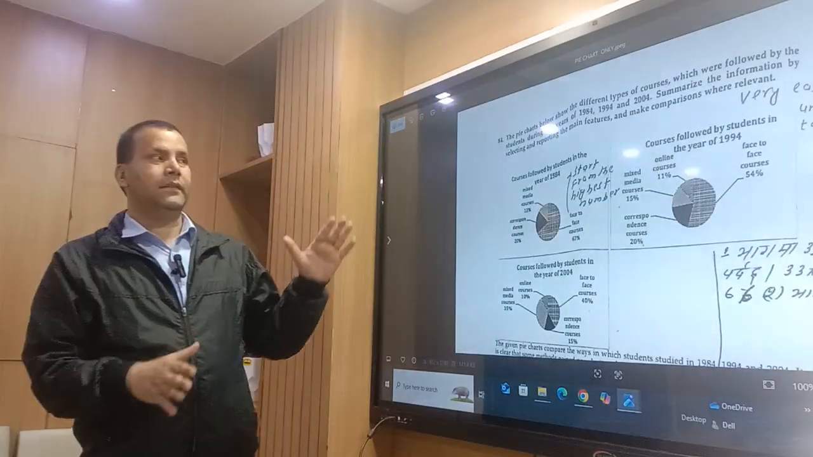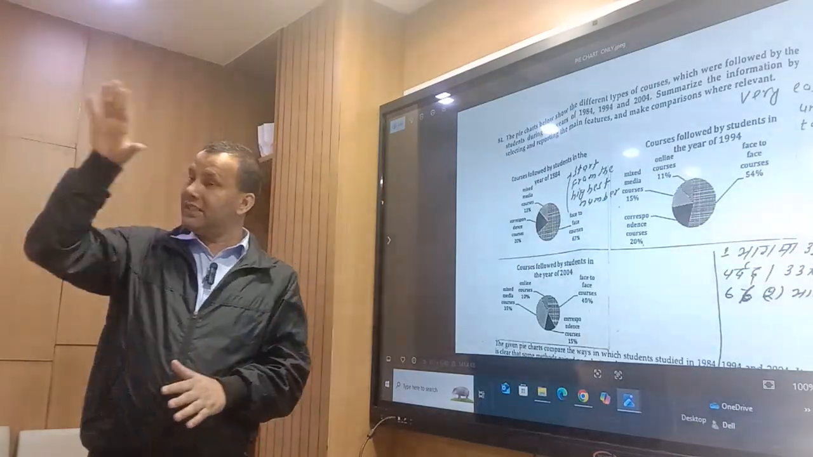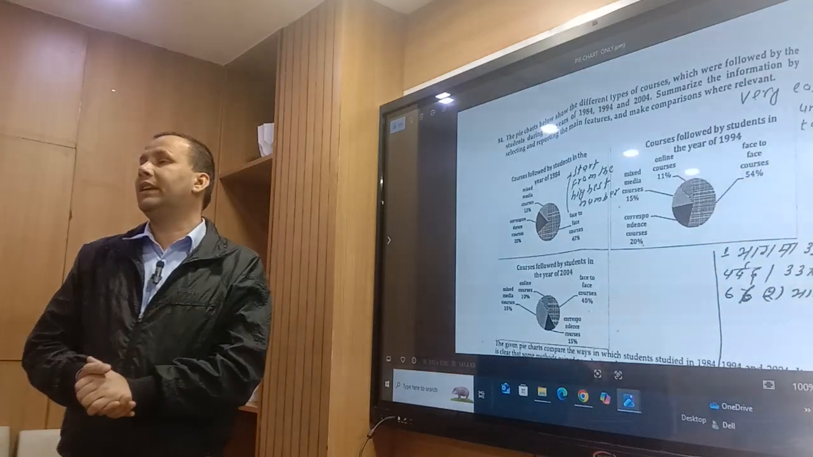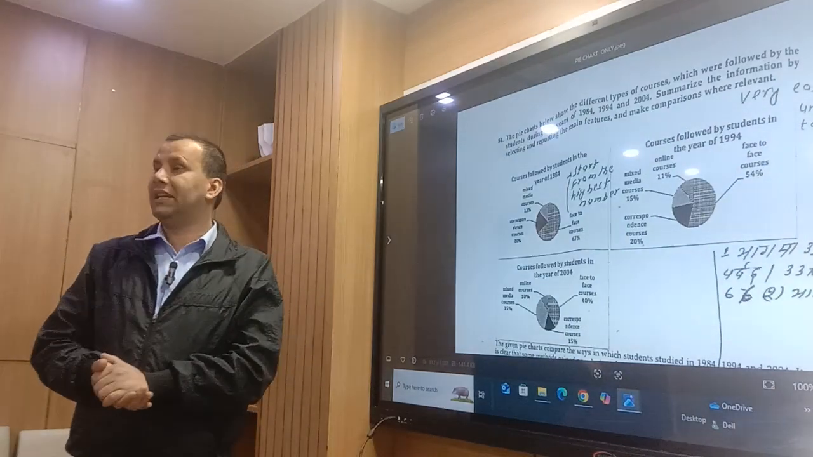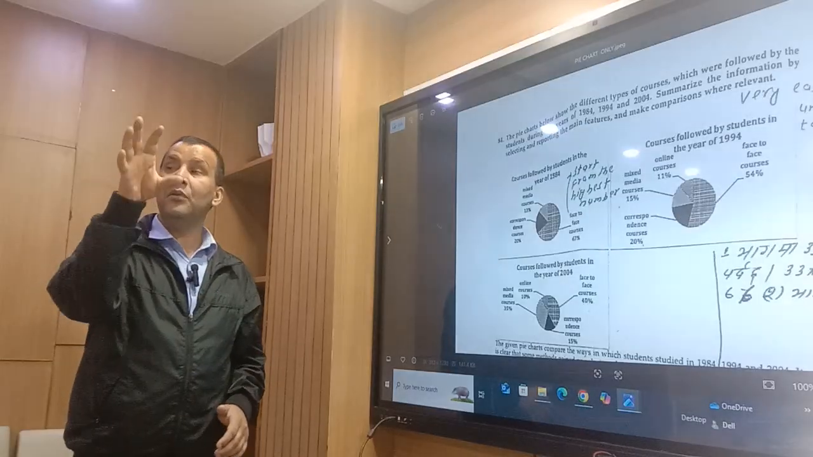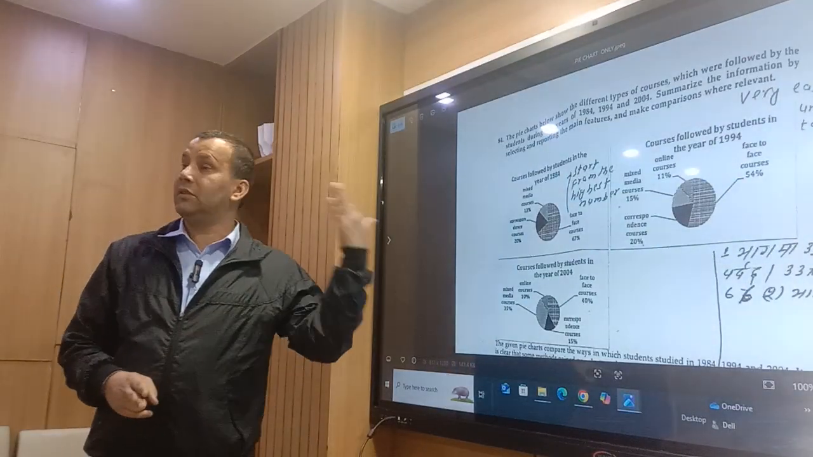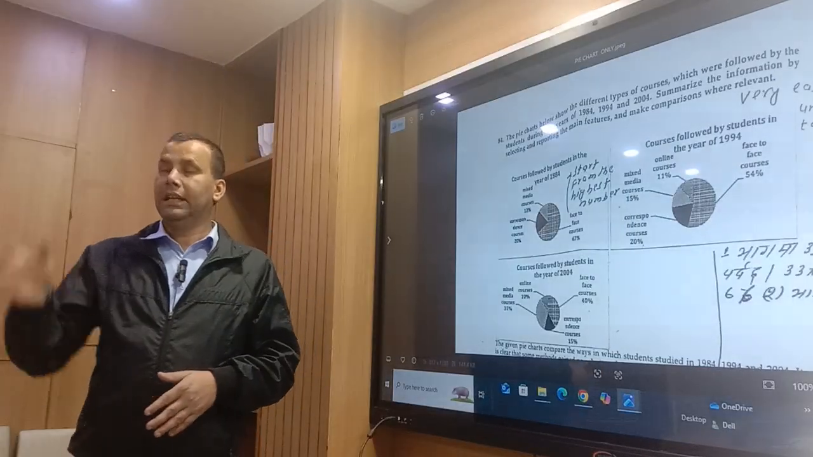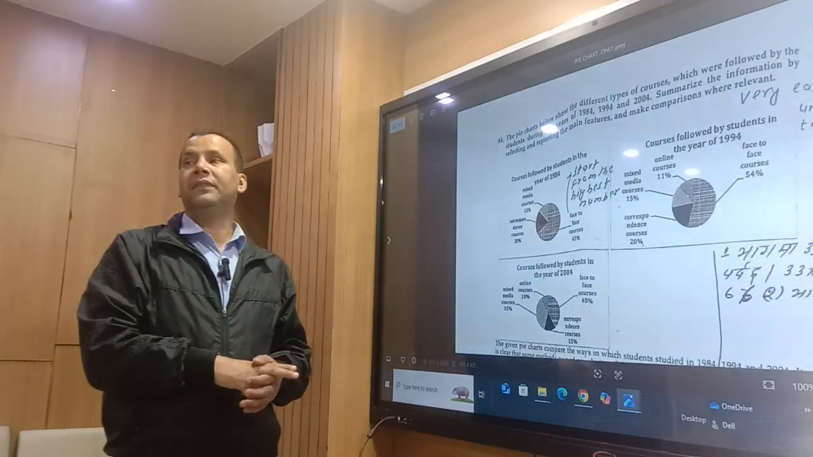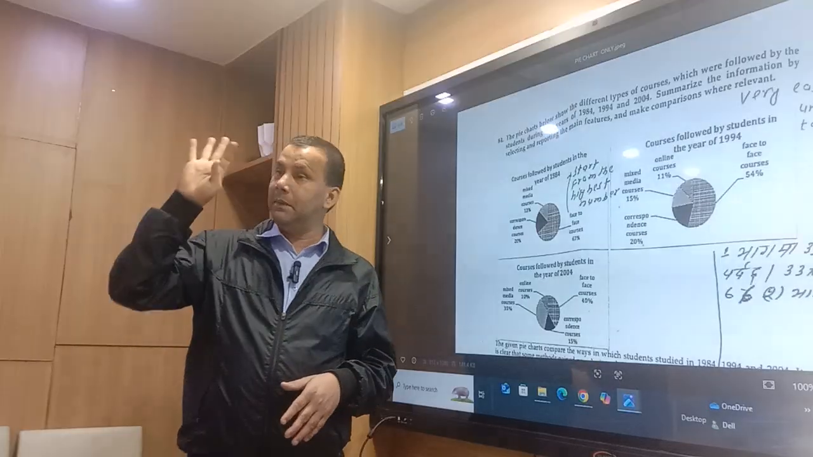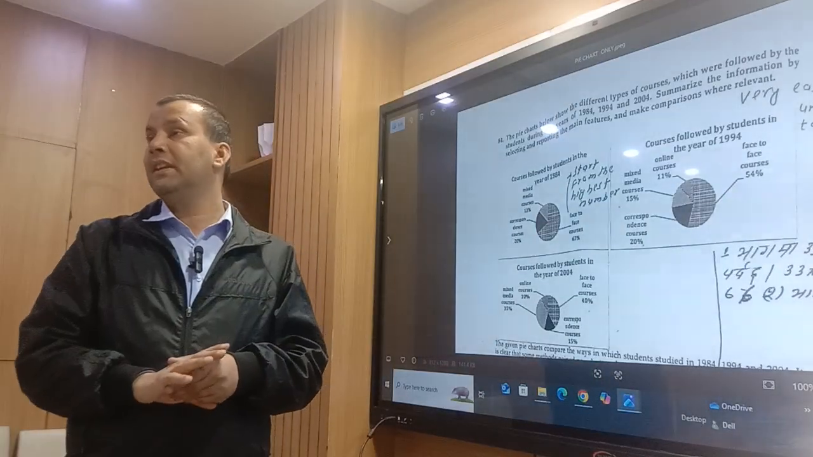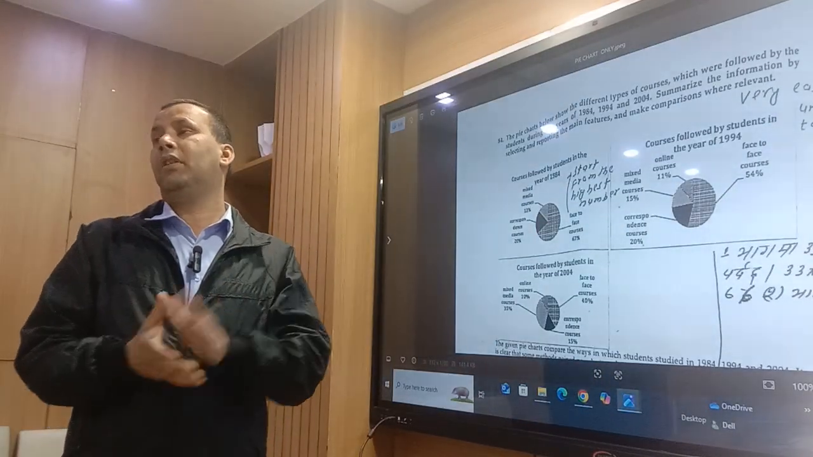What you see in the picture, you simply reproduce in your own language. You don't have to write the data. You have to write important features. Those important features can be 2 or 4. Minimum 2 important features you should pick out, and maximum 4 important features you should pick out in the overall paragraph.